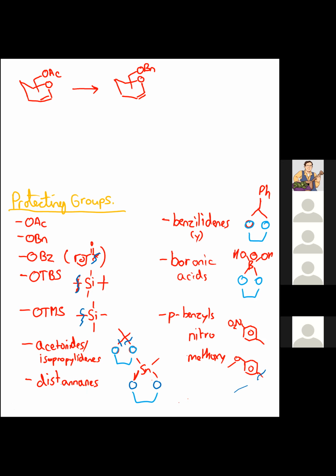Benzyls, not phenols. Shoot, my color's wrong.